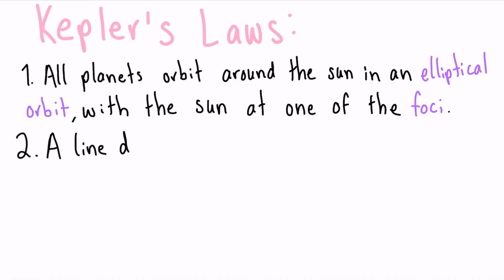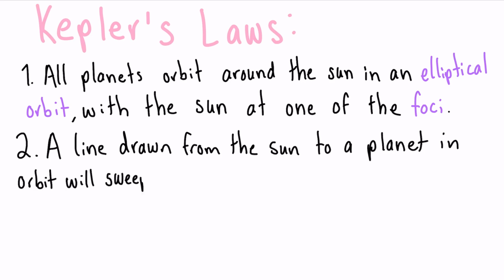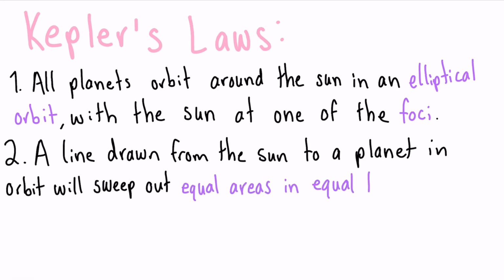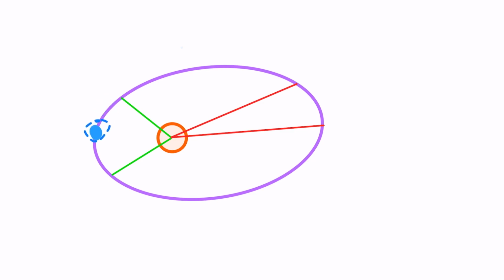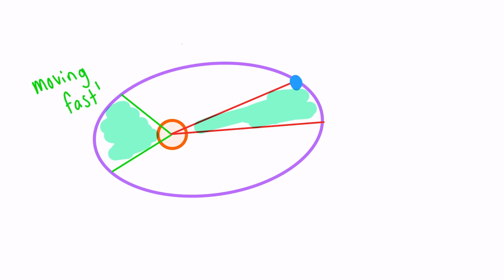Kepler's second law states that a planet will sweep out equal areas on its orbit in equal time. That means that if at one point in orbit a planet goes from here to here, then that will take the same amount of time as the planet going from here to here, assuming that these two areas are the same. Practically speaking, this shows how planets move faster when they are closer to the sun.